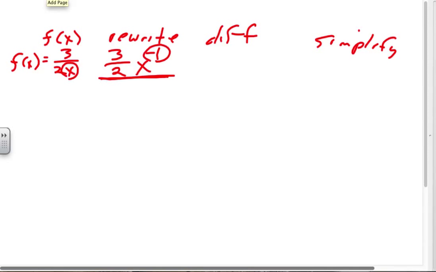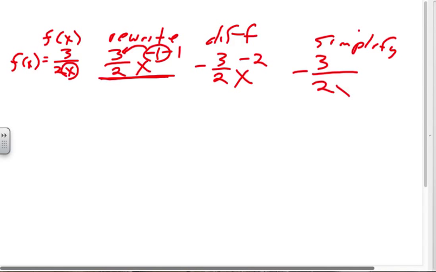Now that we have this, we can use a power rule. So I take the negative 1 and multiply it by that. So that's going to give me a negative 3 halves x. Then I subtract 1 from there. Negative 1 minus 1 is a negative 2. So now we have differentiated it, and we're going to rewrite it back in our old form, which is 3 over 2x squared. Because that negative means that the x squared is in the denominator. And this is how you're going to do these things.